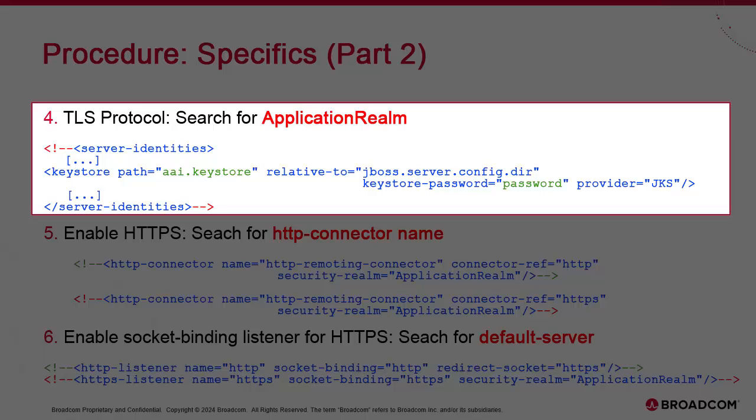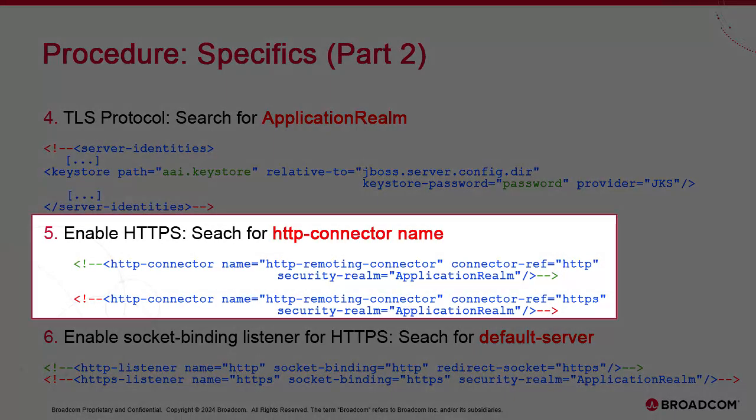This contains a sub-element called keystore path. Since standalone.xml is located in the same directory as the keystore file, we do not need a full path, but we do need the file name as well as the keystore passwords. Then we have to enable HTTPS.